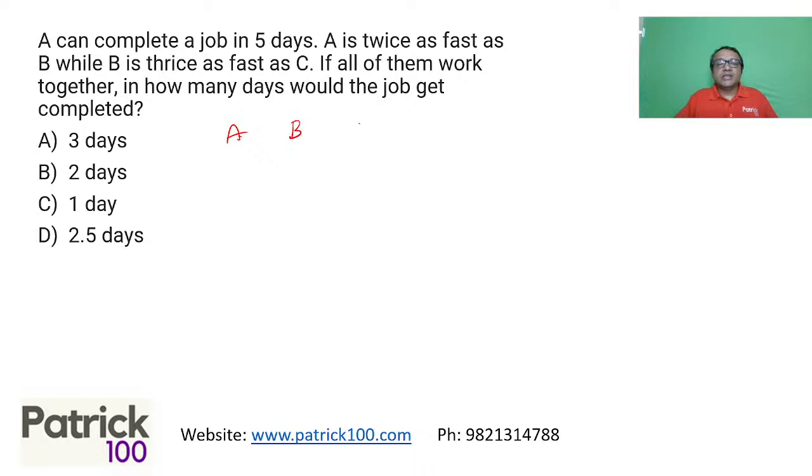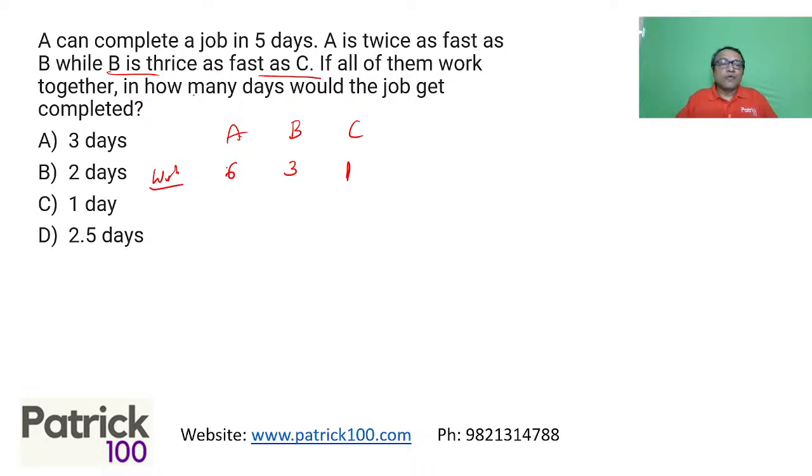A, B, C, work done. Now, B is thrice as fast as C. If I'm looking at work, if C does 1 work, B will do 3 amount of work. A is twice as fast as B. So if B does 3 work, A does 6 work.